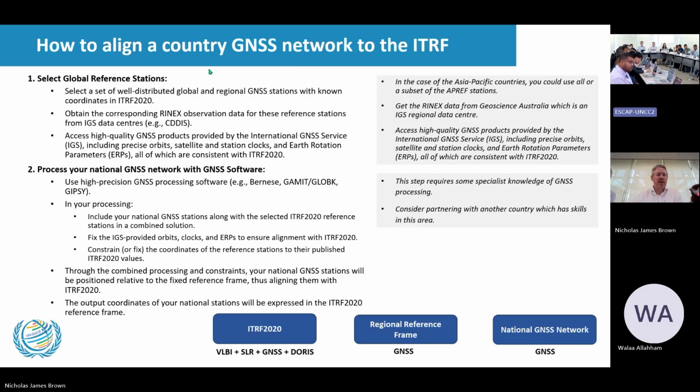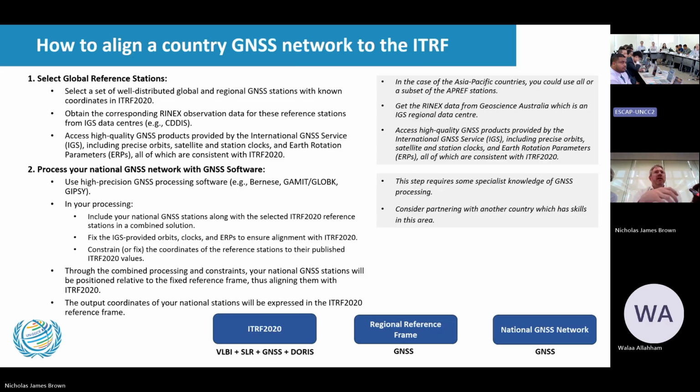And then the next step is to process your national GNSS data. So they're the green points that you would then bring into it. In your processing, you include the GNSS stations along with the reference frame that you're aligning with, which will be ITRF 2020. And then you need things like the IGS orbits and clocks. This is where it can be quite complicated with the Bernese processing that you're using, because in order to process the GNSS data accurately, you need to know exactly where the satellites were when they sent the signal that was received on the ground.